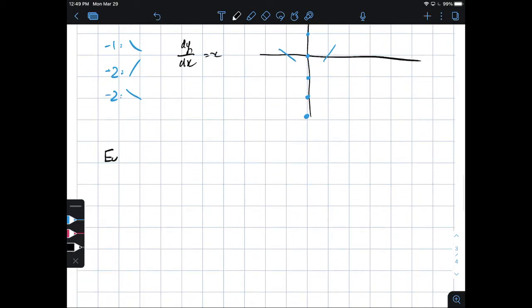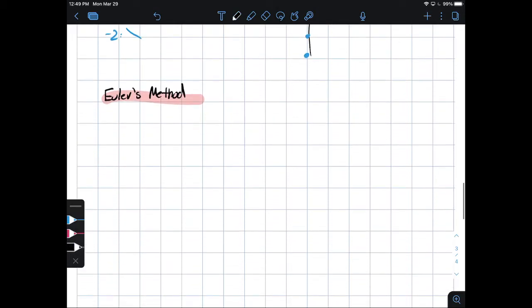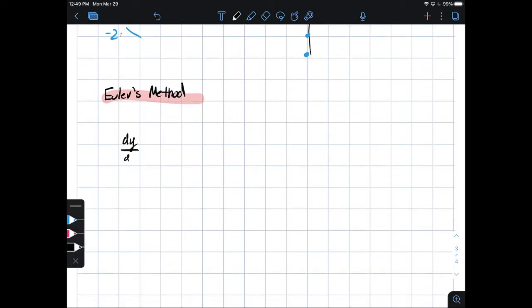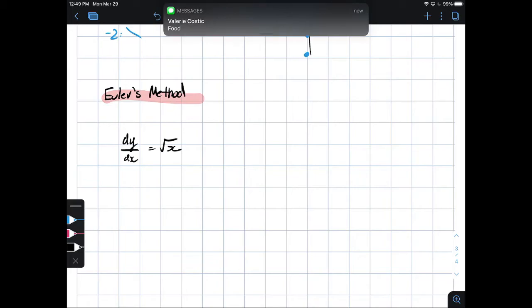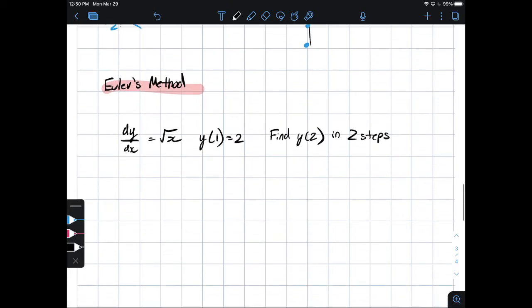Now we have Euler's method. Euler's method is pretty simple, but let us go over it nonetheless. Okay, so we're just going to jump right into a problem, and then I'll give you the generalized formula. So we're just going to say this, and then our initial condition, y of 1 equals 2, and then we want to find y of 2 in 2 steps. So we did do this one in the notes, but I'll go over it.